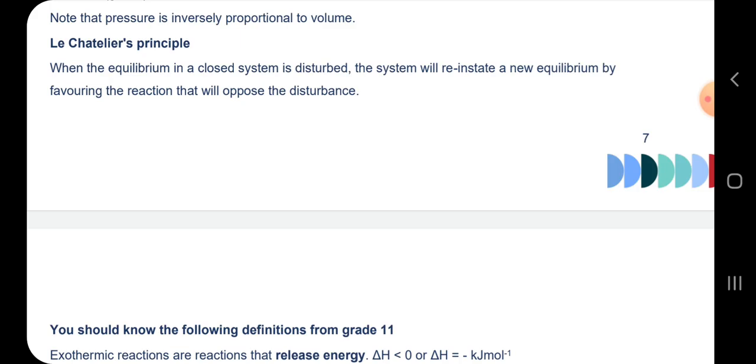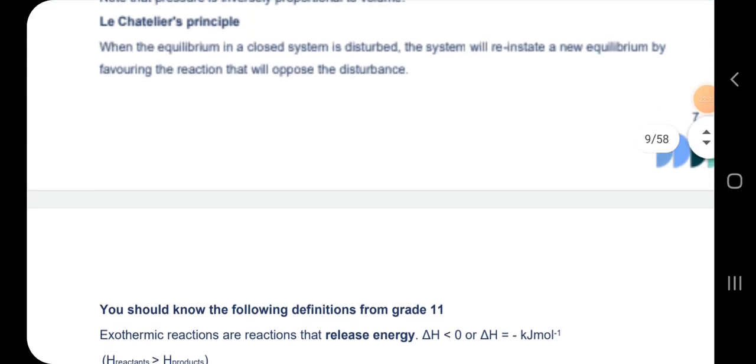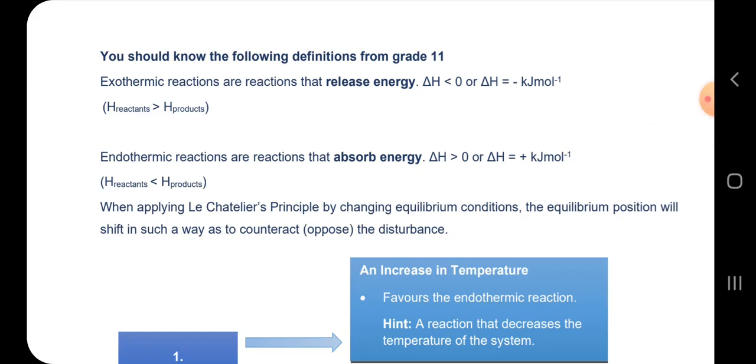So when you increase the concentration of a reactant, the equilibrium will shift in the direction of the reaction that uses the reactant, so that the reactant concentration decreases. Let's talk about that. Before we go there, let's look at exothermic reactions and endothermic reactions. Exothermic reactions are reactions that release energy. Okay, so energy is released in an exothermic reaction, and endothermic reactions are reactions that absorb energy.